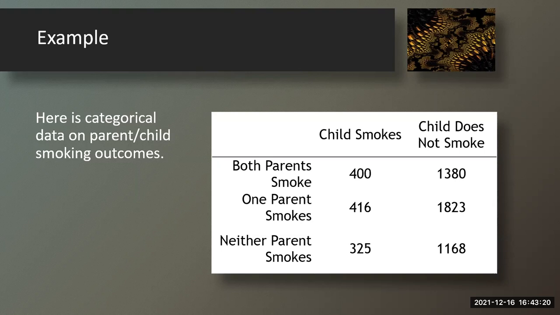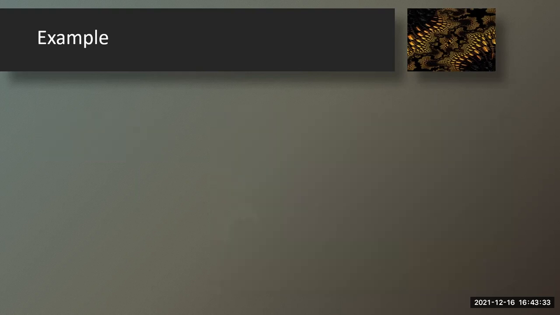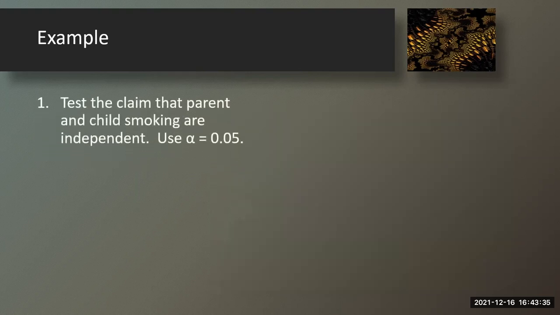That means there's no connection, which kind of goes against my gut feeling, which tells me that if parents smoke, the kids are more likely to smoke. But that's just my gut. So we want to test the claim that parent and child smoking are independent. We want to use an alpha equals 0.05 level.